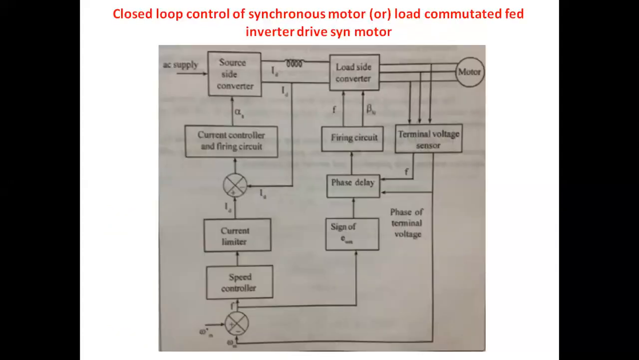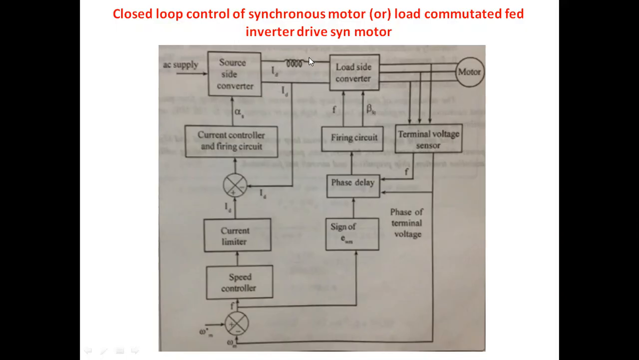Next one, closed loop control of synchronous motor drive. Otherwise we can call it the load commutated inverter fed synchronous motor drive. See the block diagram. First, see it in terms of open loop operation. The AC supply is applied to the source side converter. The source side converter is nothing but a rectifier. It is going to convert AC voltage into DC voltage.